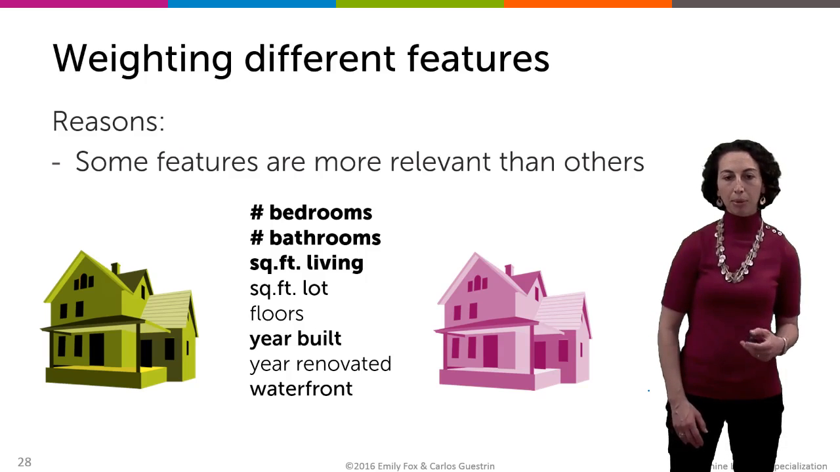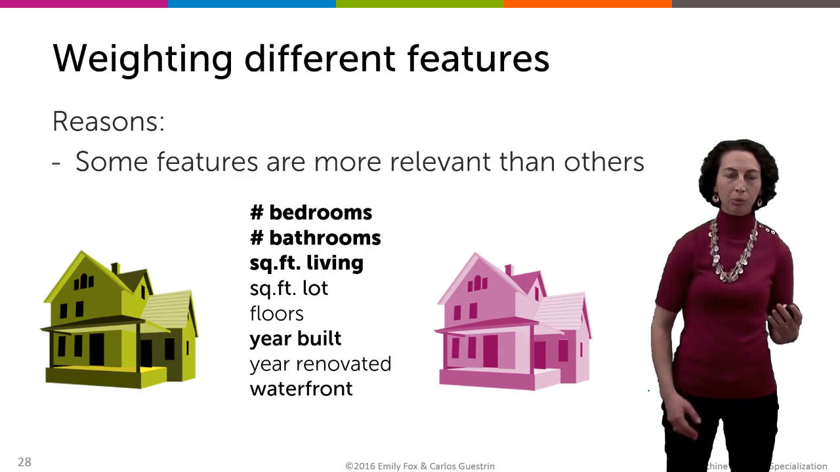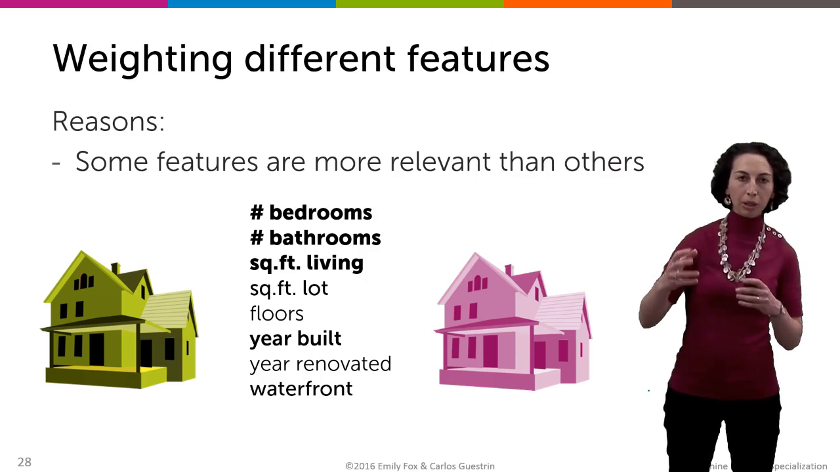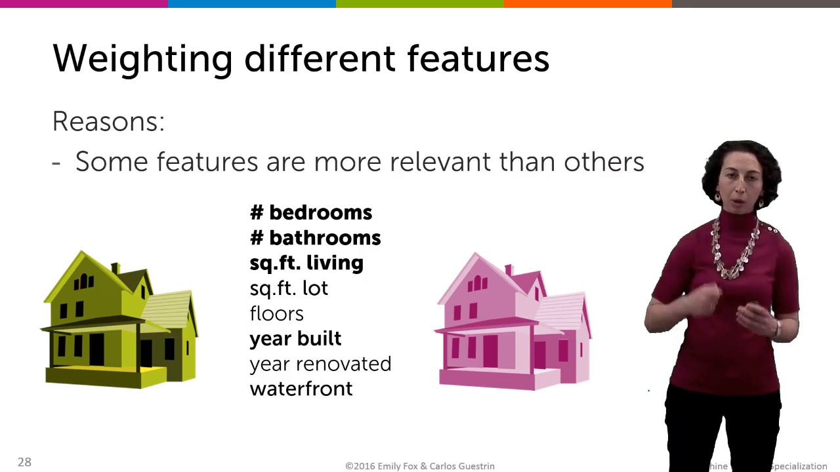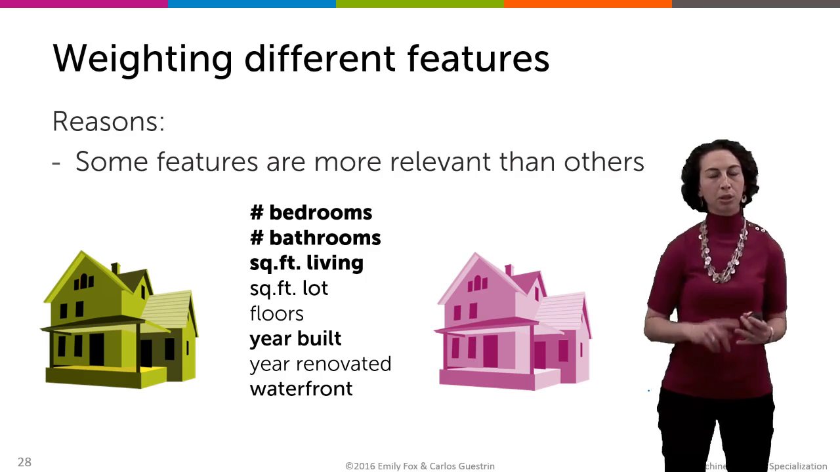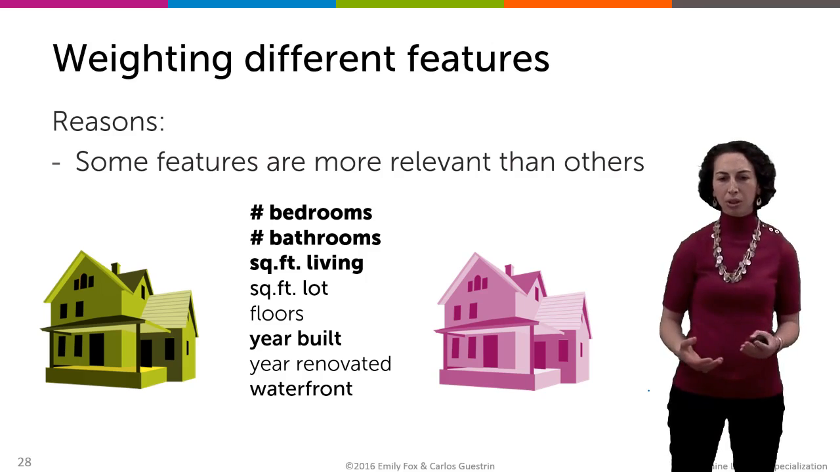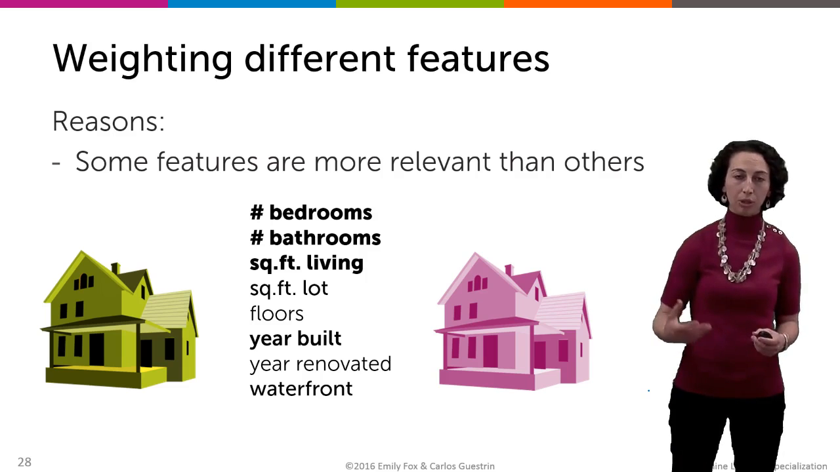So for example, if you go back to course two, when we were talking about regression and predicting the price of a house, we looked at using nearest neighbor regression to predict that house value. And we said, oh, well, we could put different weights on the different attributes of the house. Maybe the features really important for predicting house values are things like number of bedrooms, number of bathrooms, square footage of the house. But maybe other things like number of floors or years renovated are less important to assessing that value.